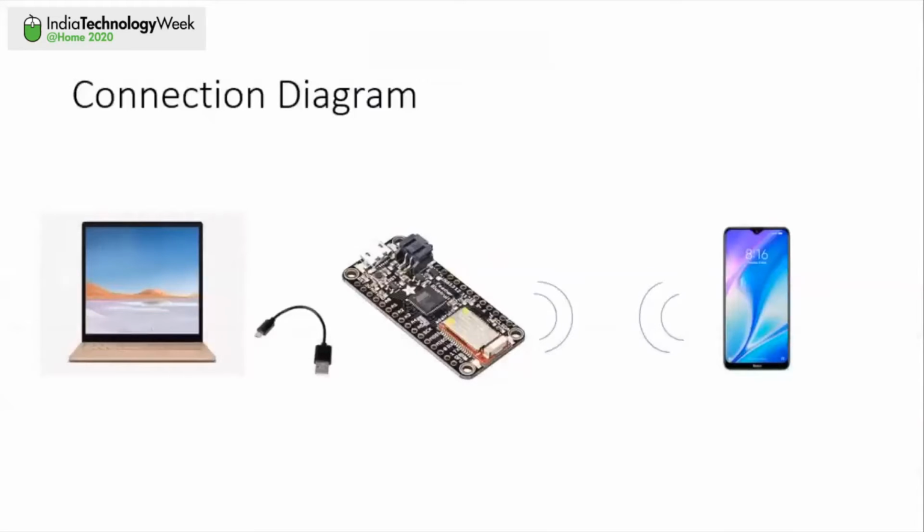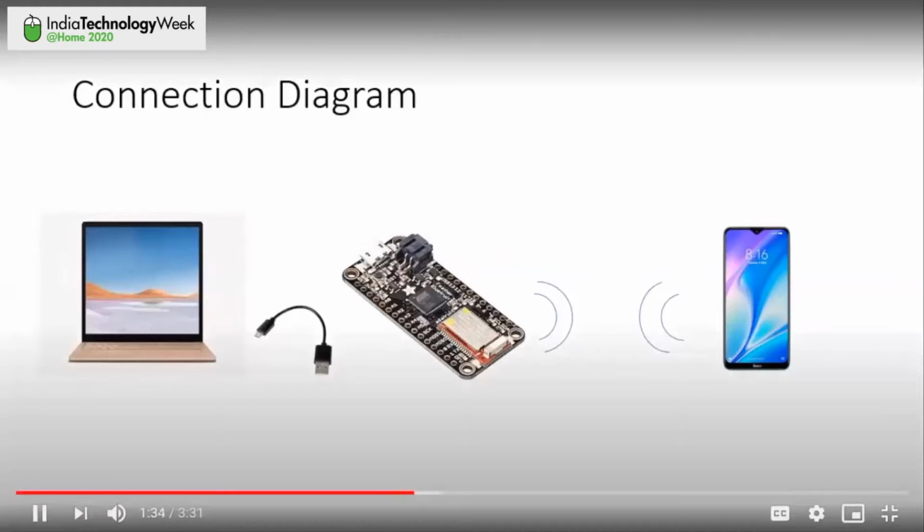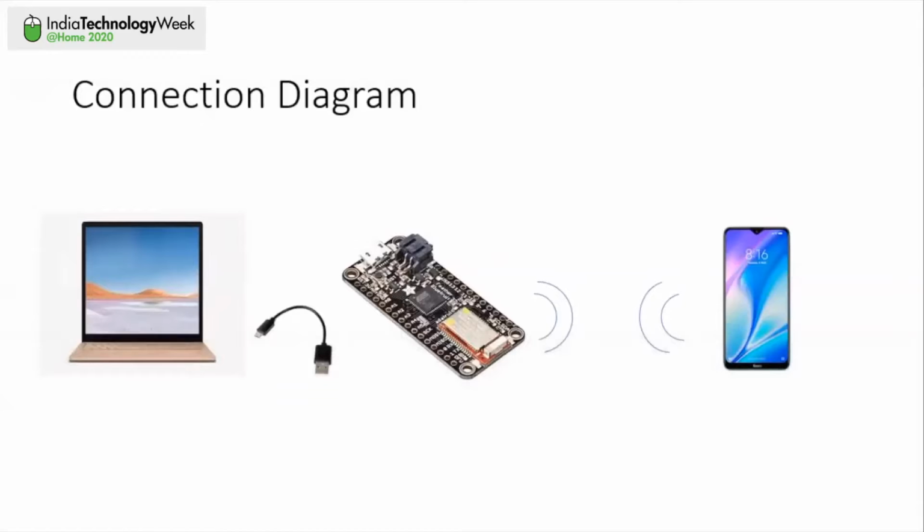So before going further, I would like to give a short introduction about Bluetooth and Bluetooth Low Energy. Bluetooth is a wireless technology standard used for exchanging data between fixed and mobile devices over short distances using short wavelength. In Bluetooth Low Energy, the radio band used is from 2.4 gigahertz to 2.480 gigahertz.